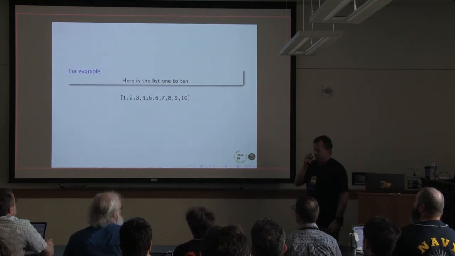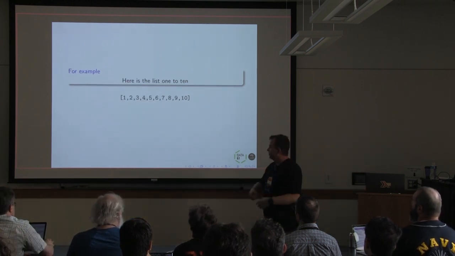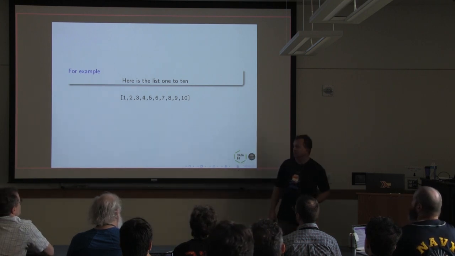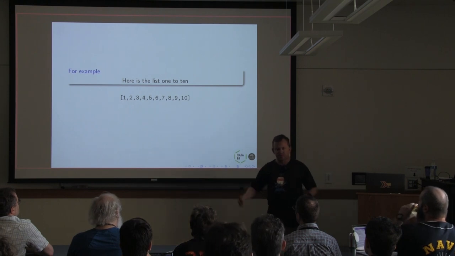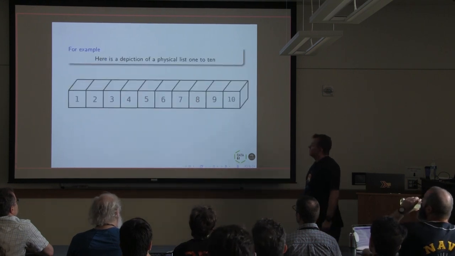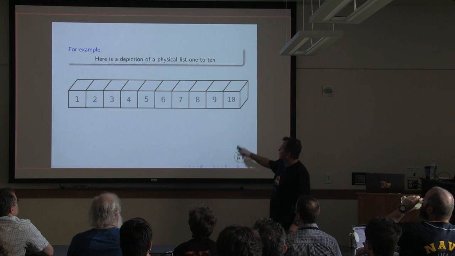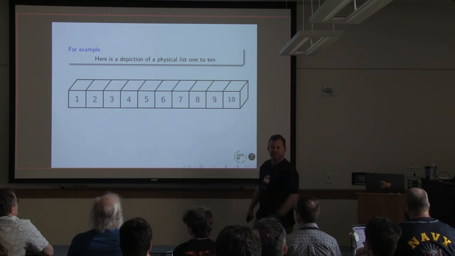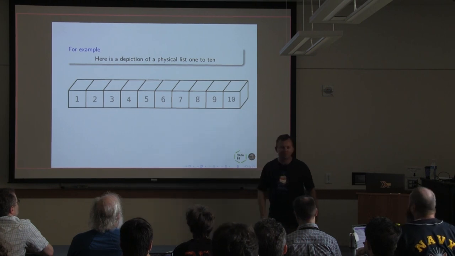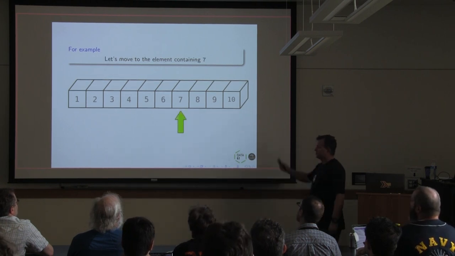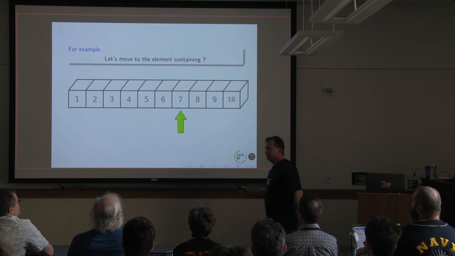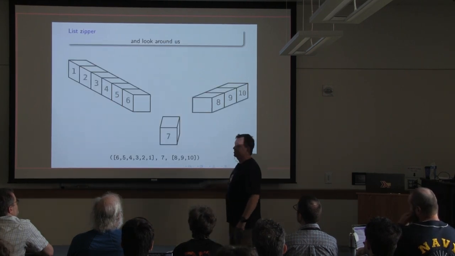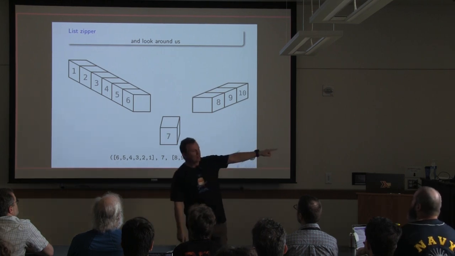So I'm going to use lists as the first example because I think it's not too trivial, but it's non-trivial enough to demonstrate the point. So here's a list. Here it is. And this is meant to be like a physical thing. Like I just threw this list out on the floor. There it is. It's made of blocks. And I'm going to go and stand on the number 7. So I walk along and I stand on the number 7 and I look around and I see this.